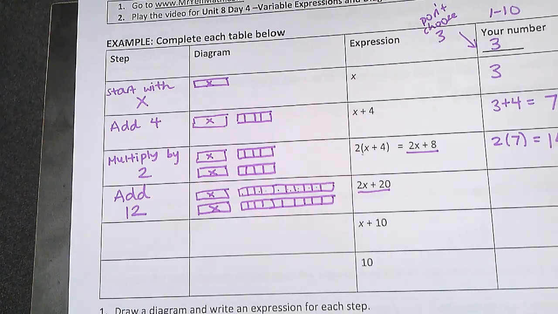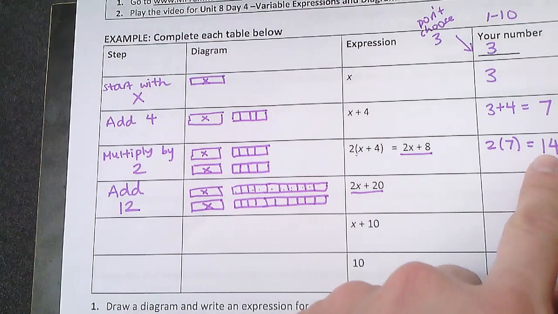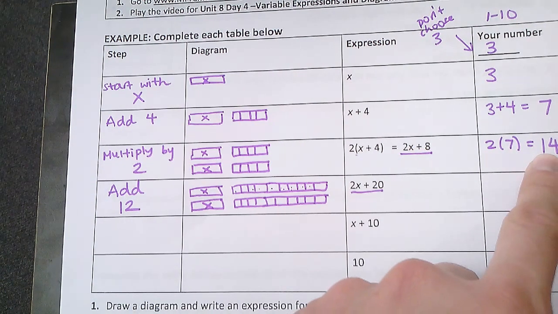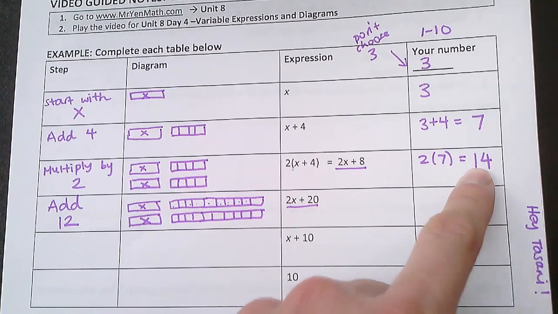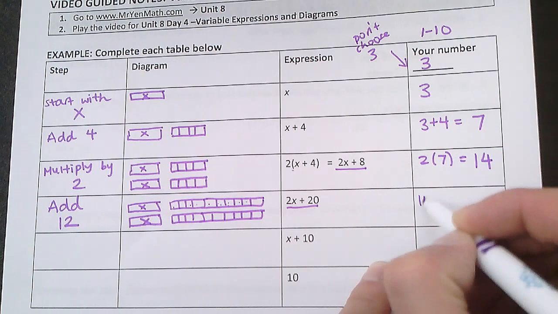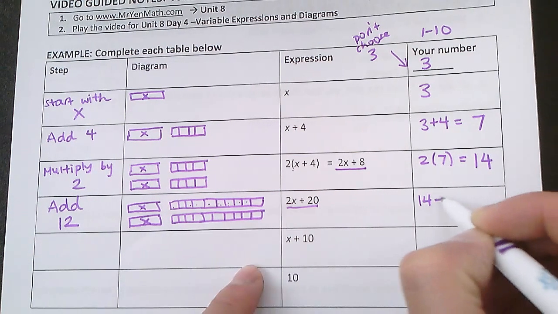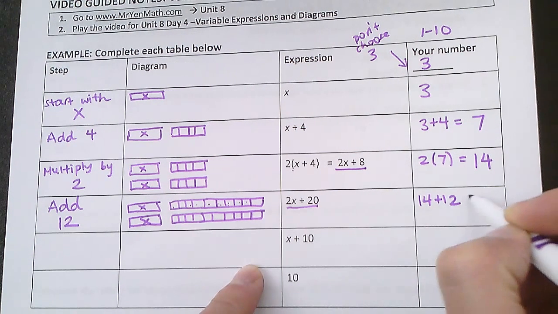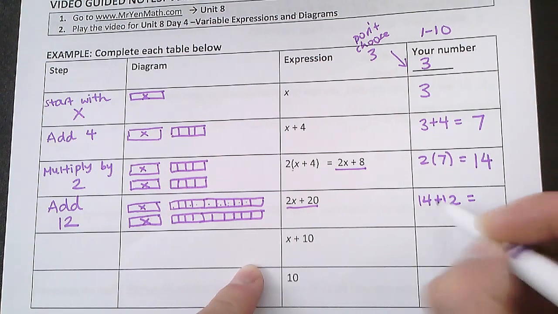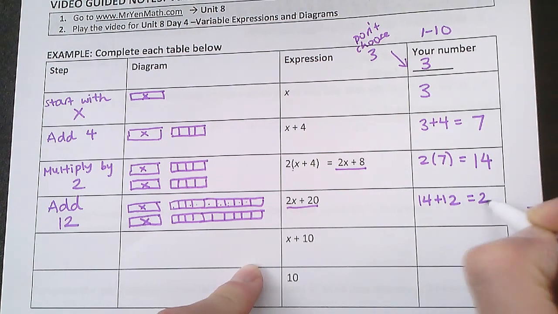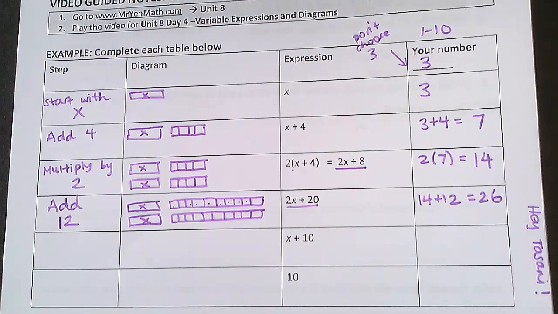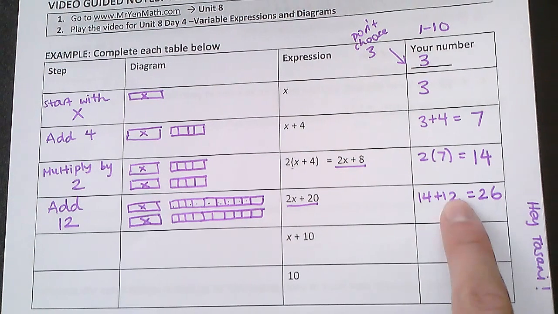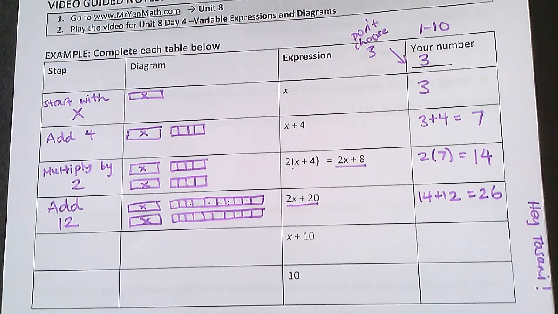Now, going back to our example, I left off with 14. You left off with whatever number you chose. And you're taking that number and then adding 12. And we got 14 plus 12 is 26. And of course, you have a different number, but you just added 12. 2 more steps to go.